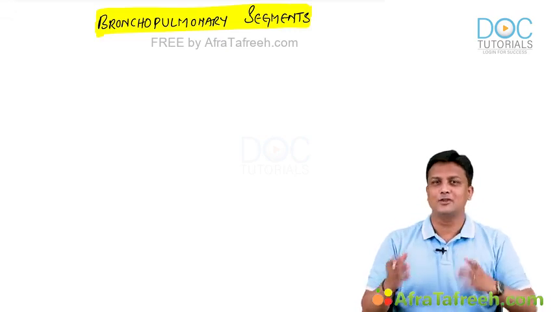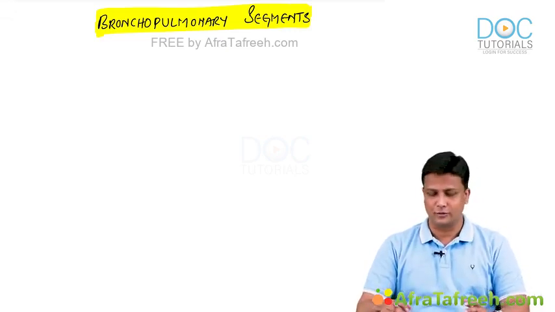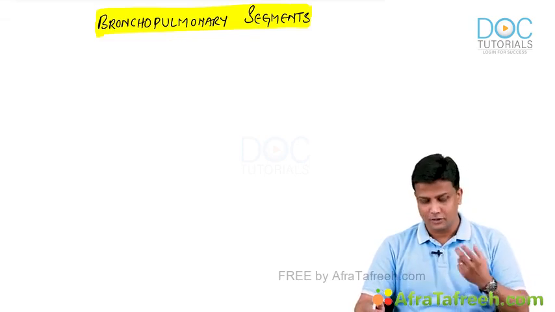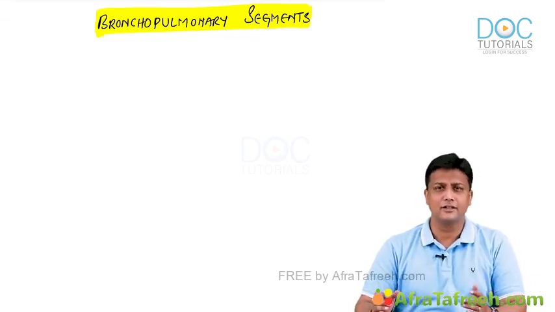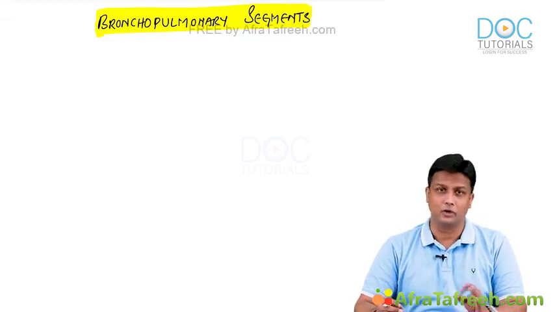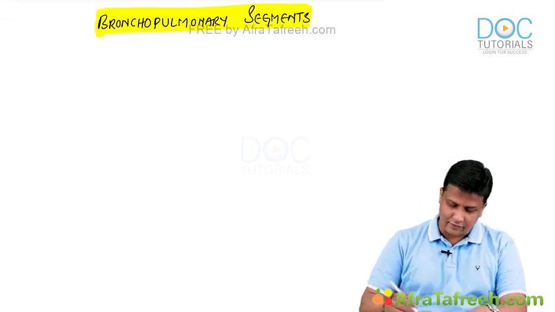Now that itself is actually the definition of bronchopulmonary segment. So we don't have great science here. So what is a bronchopulmonary segment? It is a segment, a part of the lung which is supplied by tertiary bronchus. That's all. So let's start from scratch again.